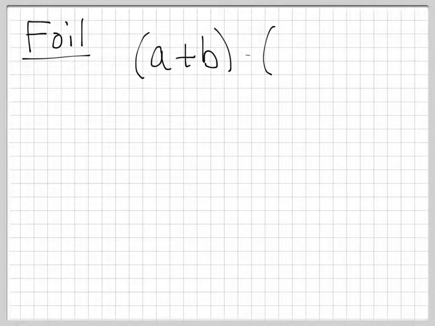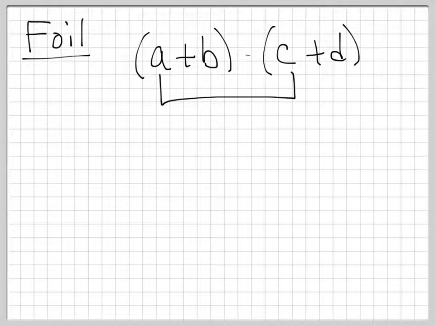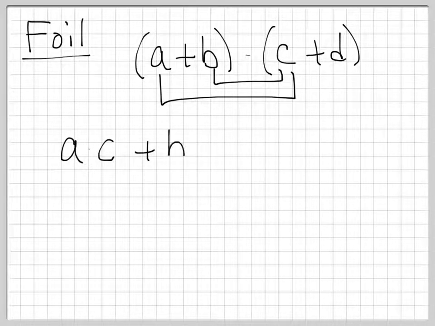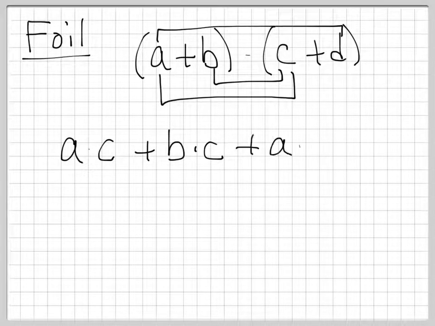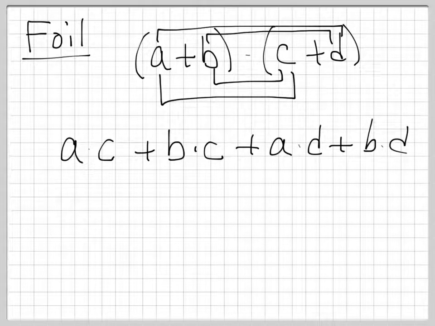Now, the next thing we need to do is remember how to FOIL. Right? If we take two terms and we multiply them, we have to do 4 multiplications. We get a times c plus b times c plus a times d plus b times d. Right? So whenever you FOIL, you get 4 terms. 1, 2, 3, 4. Every time you FOIL, you get 4 terms.